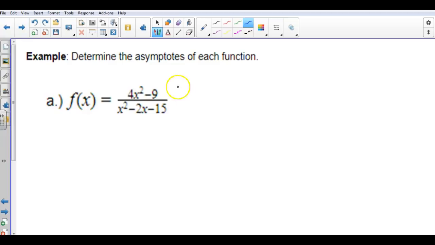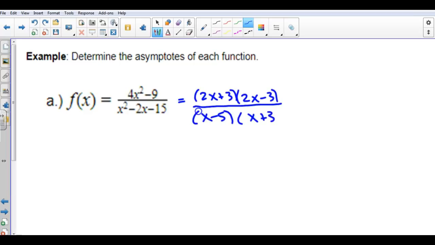So in this first problem, we want to determine the asymptotes of this. First thing we're actually going to want to do is factor this. I'm going to factor my numerator into 2x plus 3 and 2x minus 3. And I'm going to do the same thing with my denominator and look for multiples of negative 15 that add up to negative 2. That would be x minus 5 and x plus 3. The reason we like to do this is we're going to have to set the denominator equal to 0 anyway and solve, so factoring is not a waste of time there. But if we did have a common factor, we would cancel it out right now. What ends up happening is we don't have a common factor.